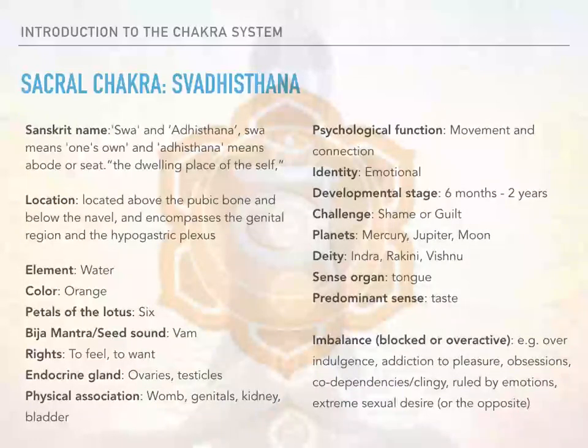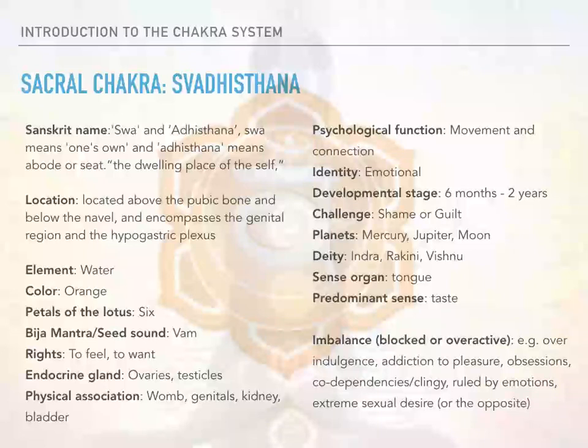The Sacral Chakra, Svadhisthana, again, the Sanskrit name means Sva and Adhisthana. Sva means one's own, and Adhisthana means abode or seat, the dwelling place of the self. This one is located above the pubic bone and below the navel, and it encompasses the genital region and the hypogastric plexus. The element is water, everything fluid. So also think about it, your second chakra loves vinyasa flows, it loves dancing, moving, flowing.